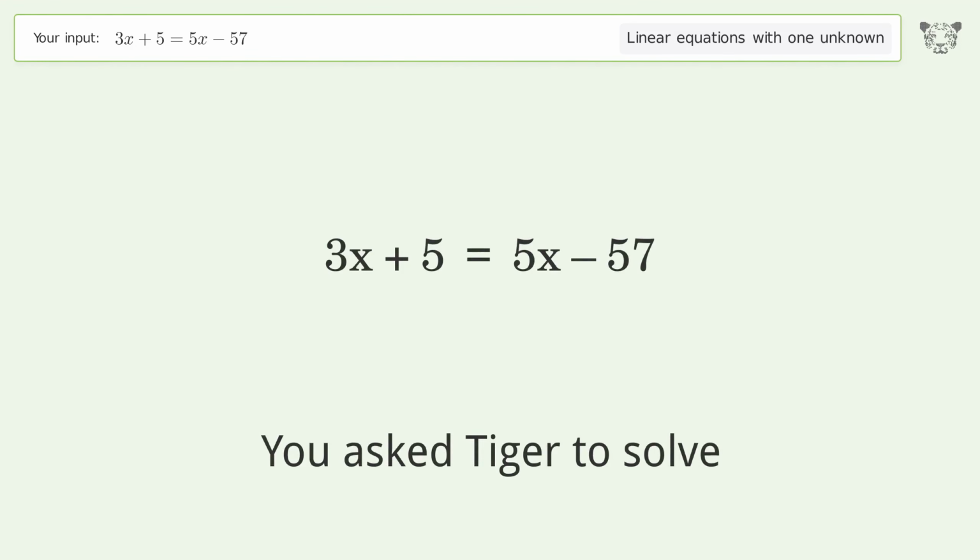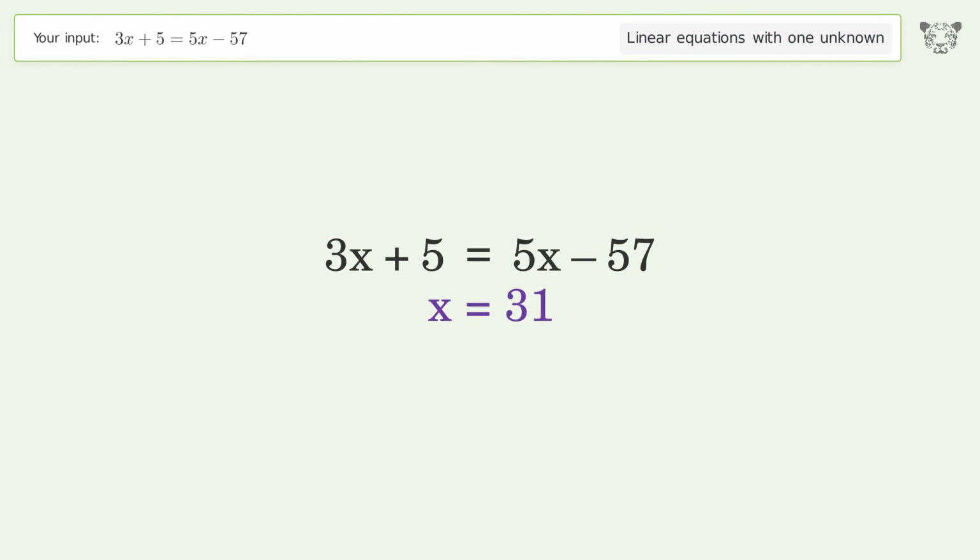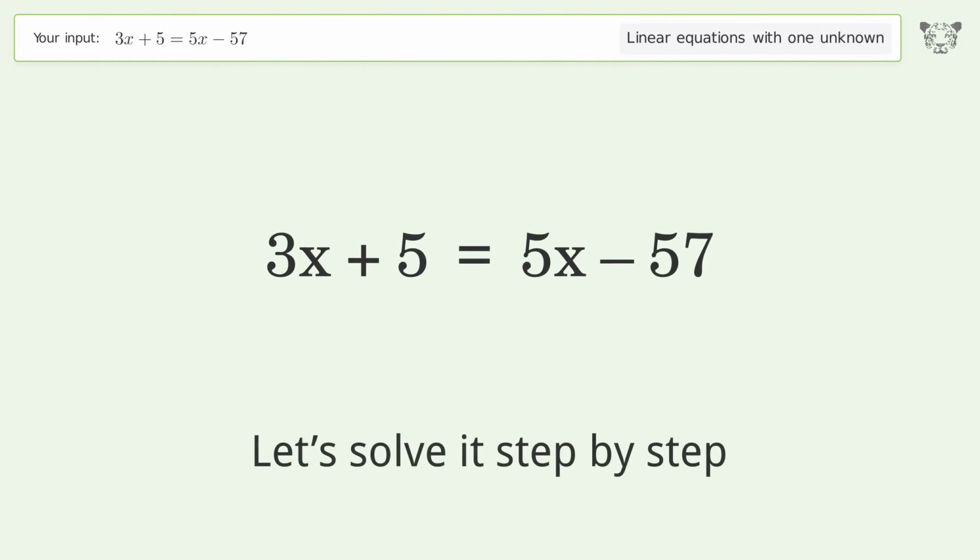You ask Tiger to solve. This deals with linear equations with one unknown. The final result is x equals 31. Let's solve it step by step.